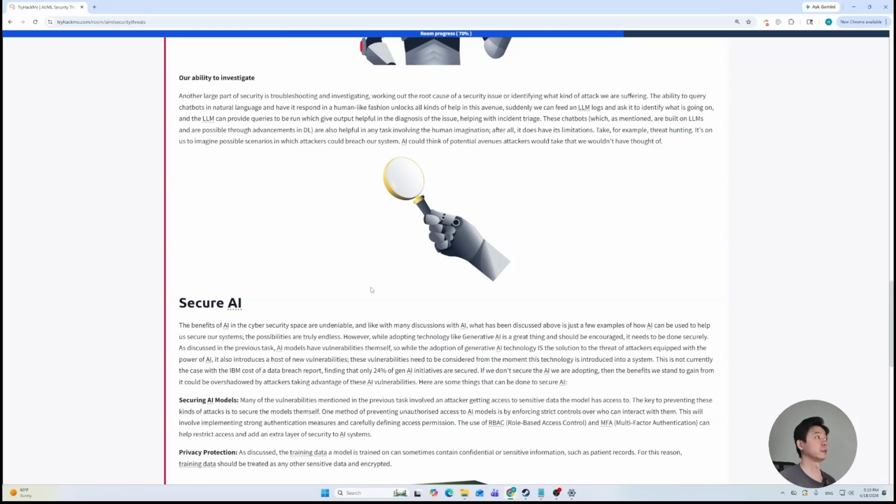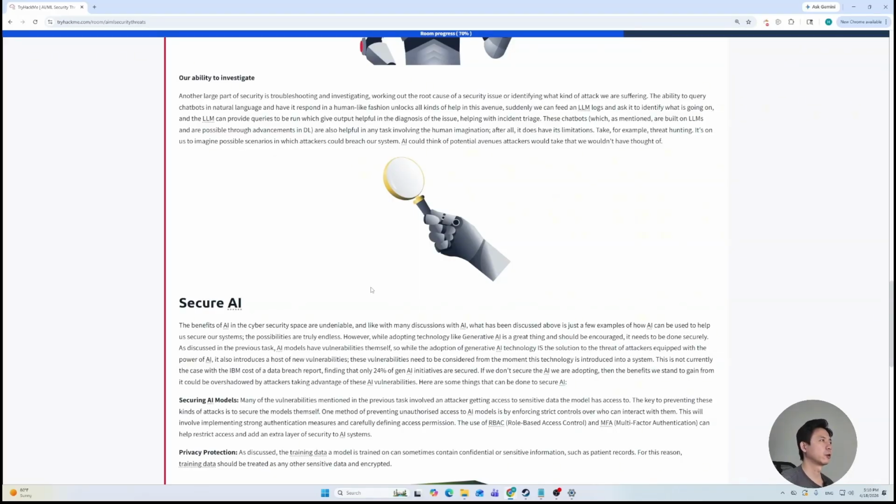Our ability to investigate. Another large part of security is troubleshooting and investigating, working at the root cause of a security issue or identifying what kind of attack we are suffering. The ability to query chatbots in natural language and have it respond in a human-like fashion unlocks all kinds of help in this avenue. Suddenly, we can feed an LLM logs and ask it to identify what's going on, and the LLM can provide queries to be run, which give output helpful in diagnosis of the issue, helping with incident triage.